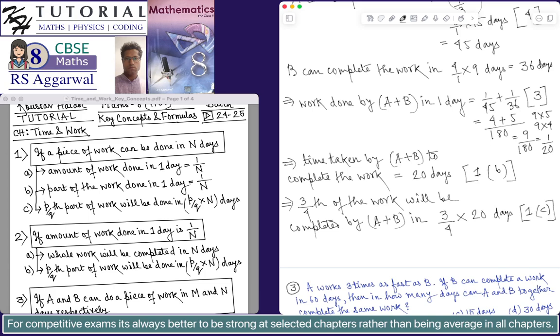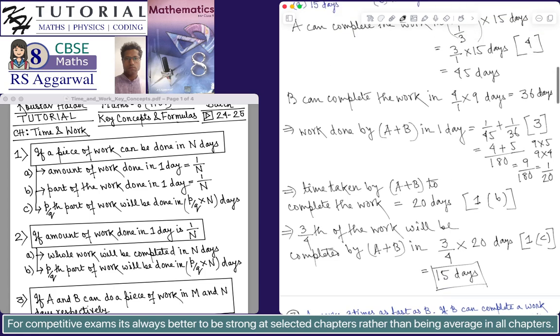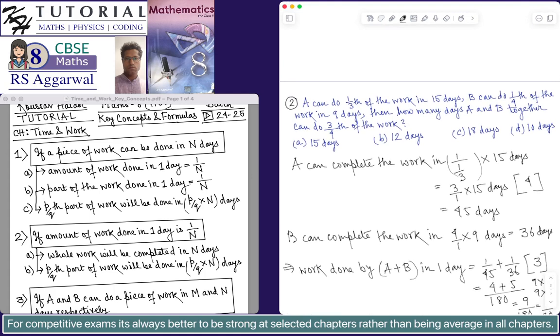The concept applied is 1C. If we know that a piece of work can be done in n days, now please remember, it is very general. This piece of work can be done by a single person or it can be done by 2 or more persons. Concept 1C says that then the P by Qth part of the work will be done in P by Q multiplied by n days. So that concept was applied. Okay, so this is equal to 15 days. So A plus B will complete 3 by 4th of the work in 15 days. So the correct choice is A.